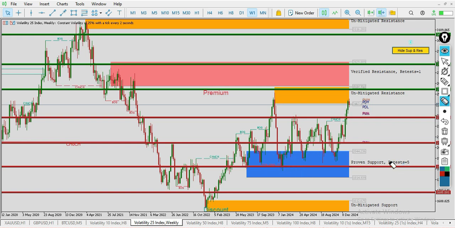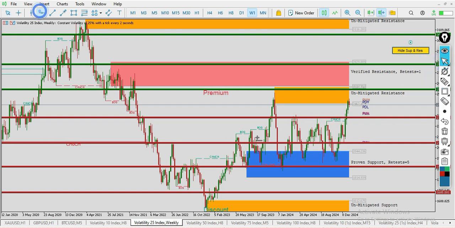The next thing we need to look out for is where exactly our support line is. Our support line, which is the red line, is supposed to stick below the candlestick. Now, let me show you an example of what I mean by sticking below the candlestick.